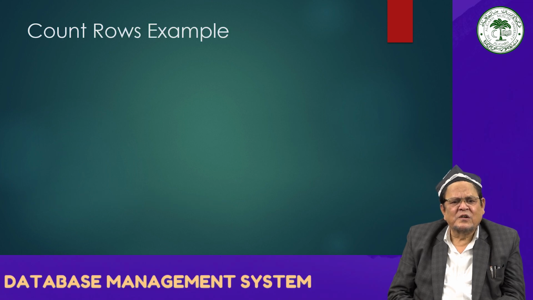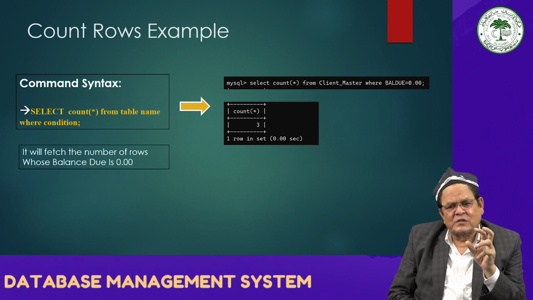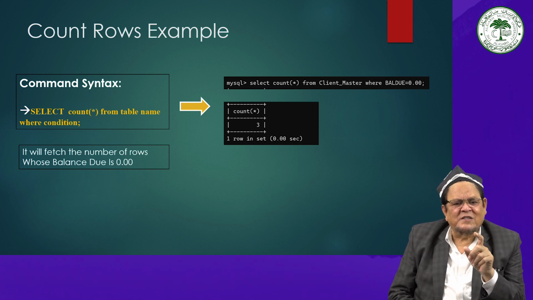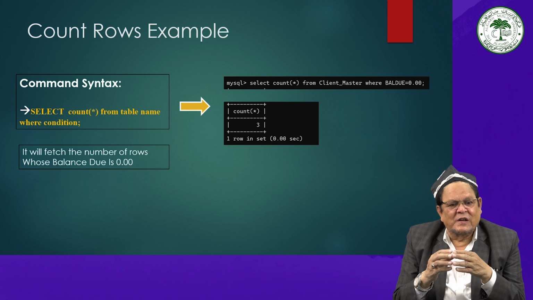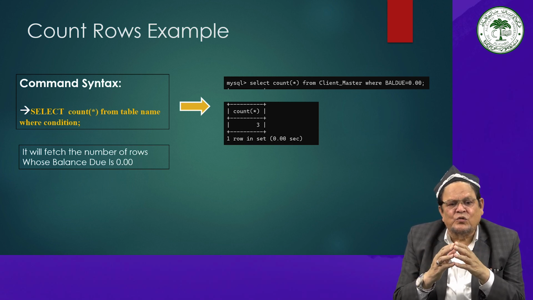The next is count rows with conditions. Suppose you want to count the rows which have a balance of 0.00, or 120, whatever. You want to specify some condition. The command syntax is select count, a star within parenthesis, from table name. Here you have to add some condition with a where clause. It will fetch the number of rows whose balance due is 0.00.